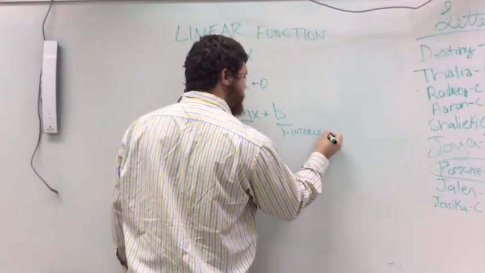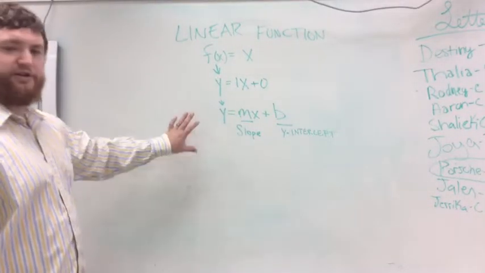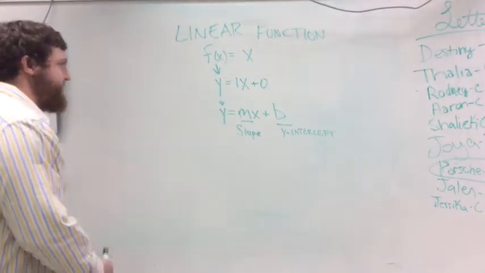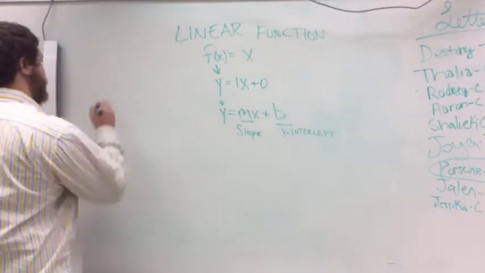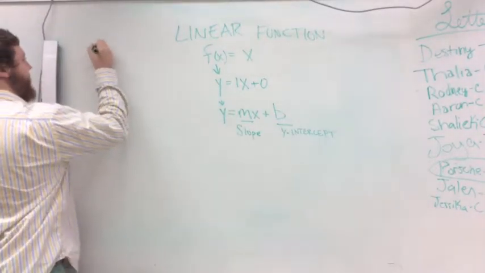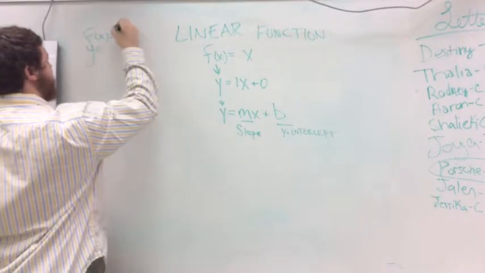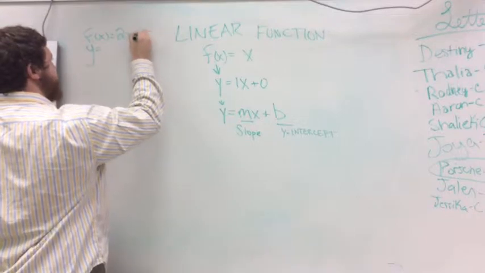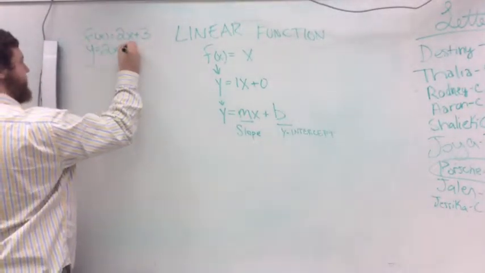Very good. So I'm going to graph this and show you what it looks like. You should know that it looks like a line since it's linear. So let's make up one. Let's do one up here. So y equals, or f of x equals 2x plus 3. So this really is y equals 2x plus 3.